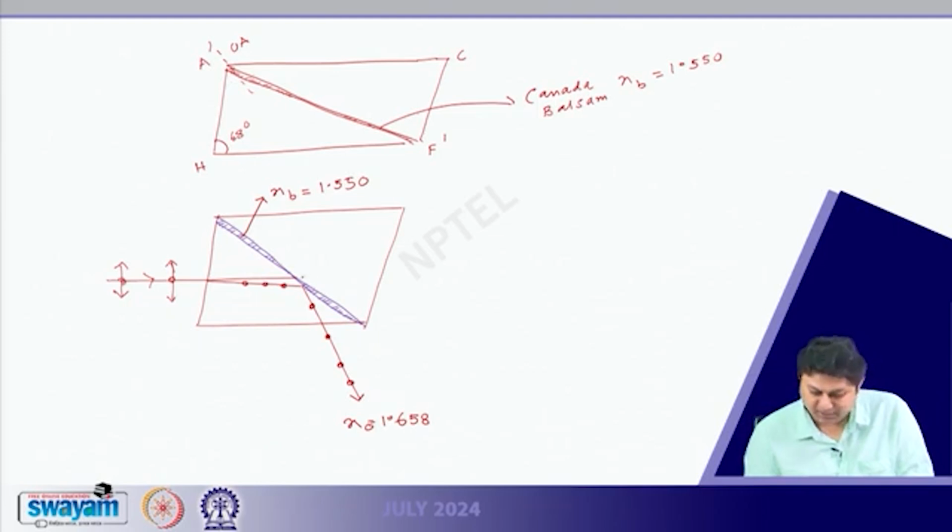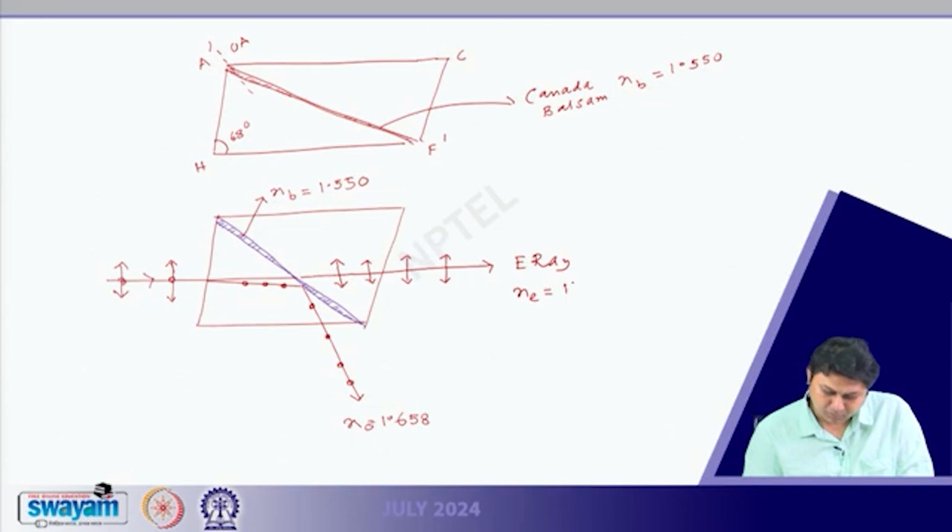However, the extraordinary ray will simply pass through, because the refractive index of the E ray, this is the E ray, is around 1.486 here.